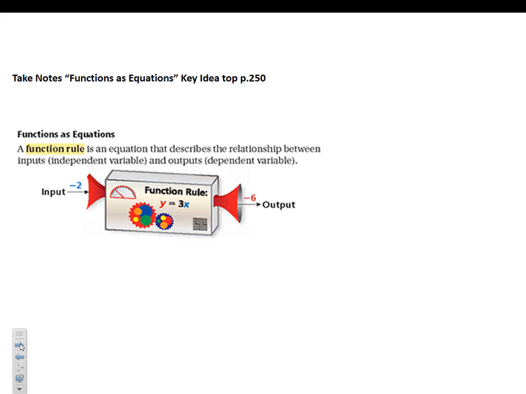Ladies and gentlemen, from the top of page 250, it said a function rule is an equation that describes the relationship between the inputs. Those are the independent variables. Remember, inputs, those are our x variable, and they are independent. The relationship between those inputs and the outputs, which are the dependent variables. Remember y. Y is the output, and they are the dependent variables in a function rule.